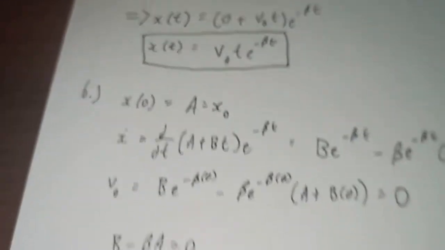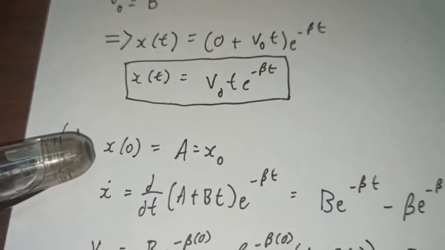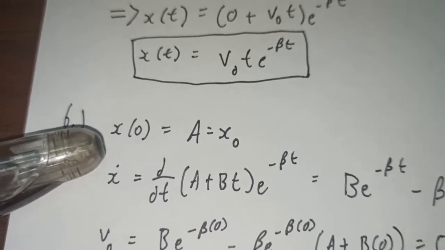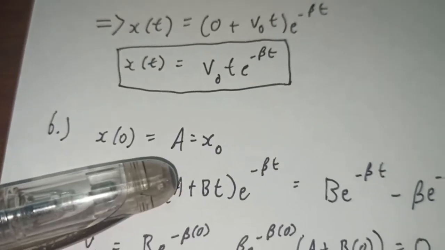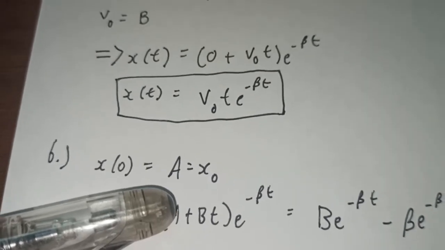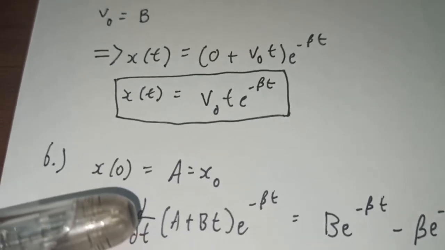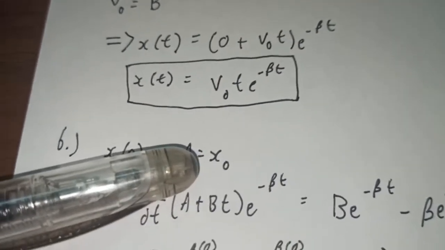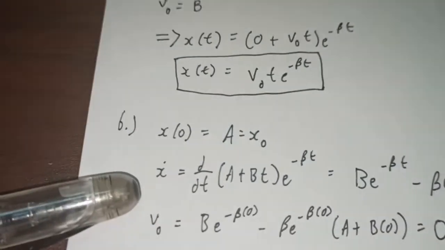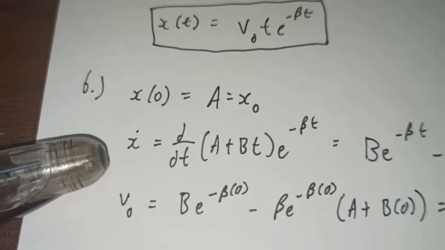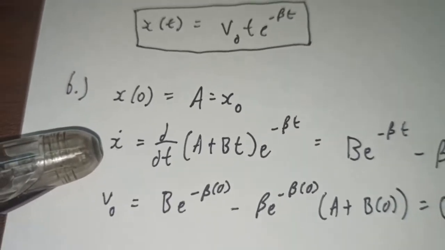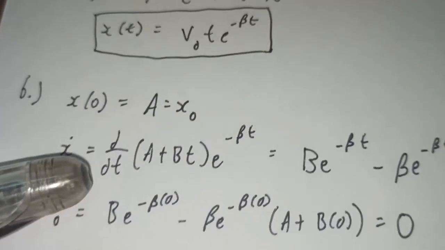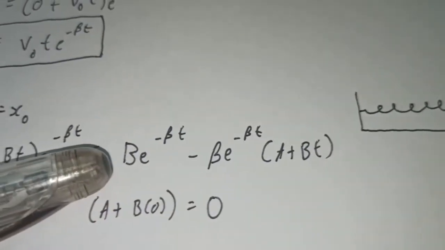And now for letter b. We know from earlier that at t equal to 0, x is equal to a. But now, since the initial position of the cart is not at 0, rather it is at x sub 0. And then we get the derivative of x to get the velocity, and the derivative of the equation is this.